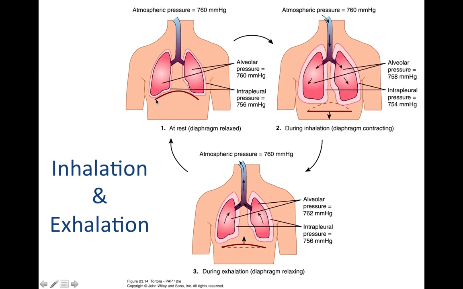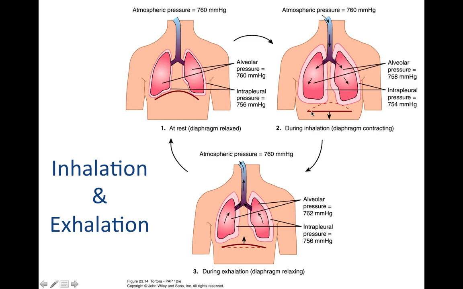So here you are at rest. Here's your diaphragm that's kind of dome-shaped. You're relaxed right here. You'll notice that your alveolar pressure on the inside of your lungs is the same as atmospheric pressure. So both are at 760 millimeters mercury. Intrapleural pressure, so our suction, our plunger on our lungs, is about 4 less.